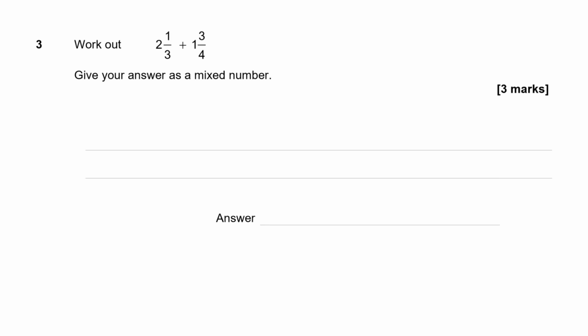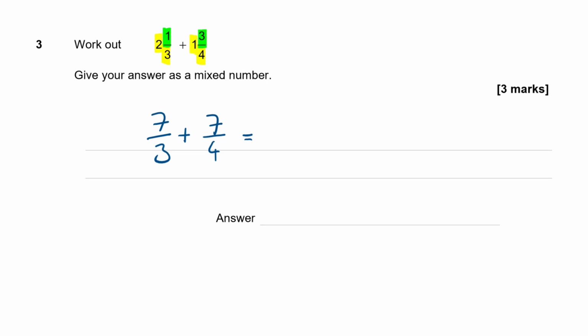I can do that by taking this whole number, multiplying it by that one, and then adding on that one there. So 2 times 3 is 6 plus 1 is 7. So 2 1/3 is the same thing as 7/3. Doing the same thing with the next one. 1 times 4 is 4, plus 3 is 7. So 1 3/4 is the same thing as 7/4. I'm going to add those together.